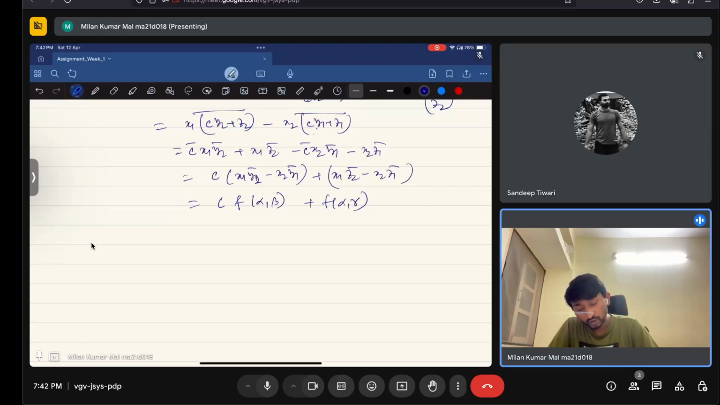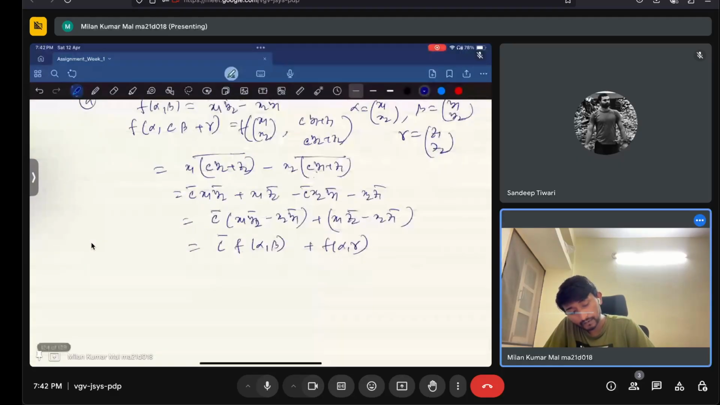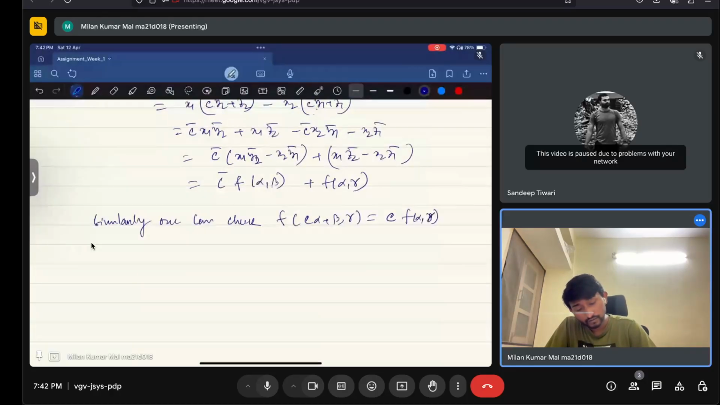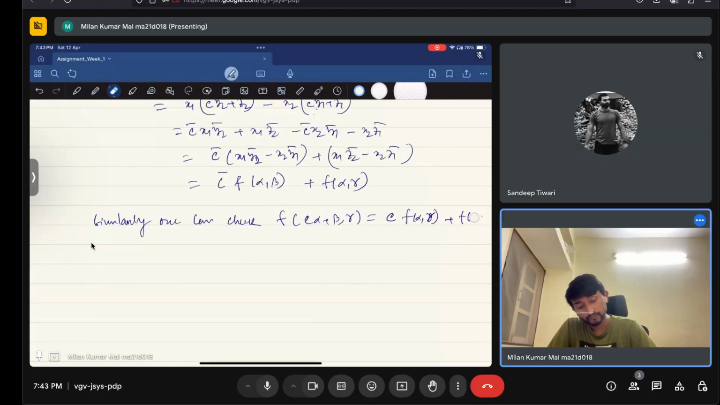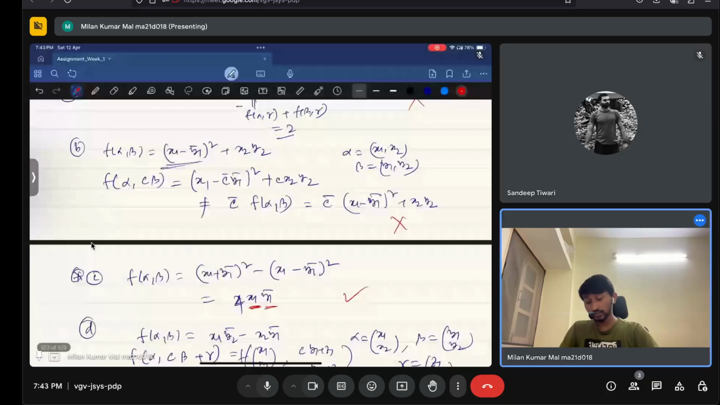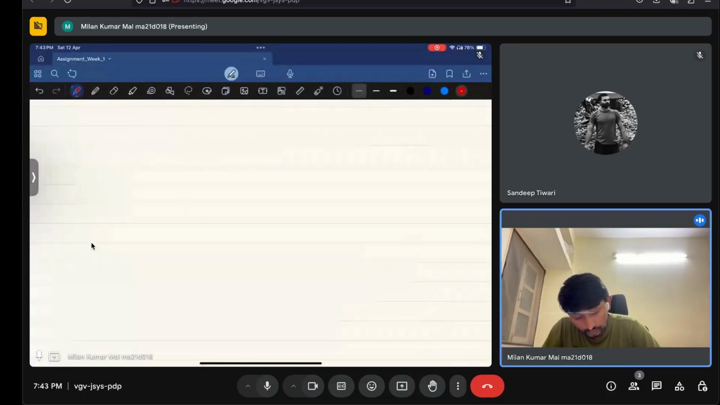This is expected, with C bar. And the other thing, similarly one can check: f of c alpha plus beta comma gamma is equal to c f of alpha comma gamma plus f of beta comma gamma. Okay, so therefore this is the correct option. So these two are the correct options. Let's do another problem.